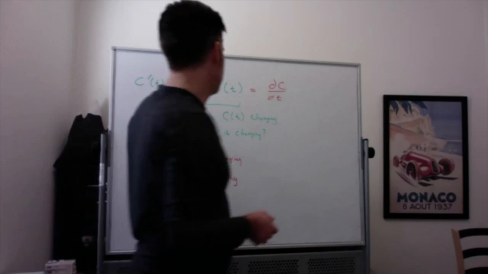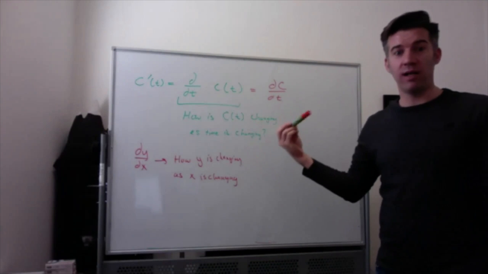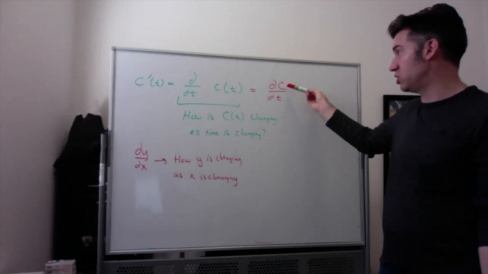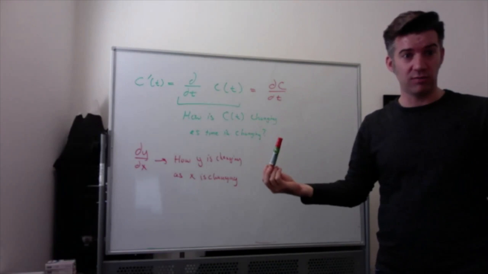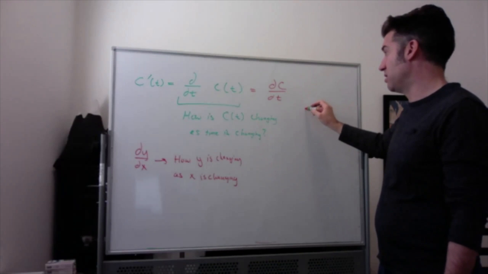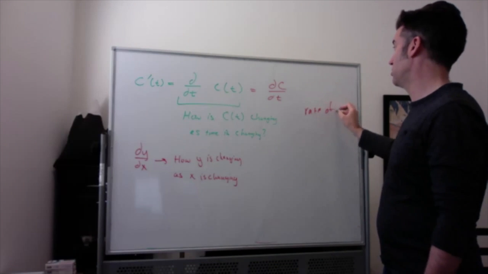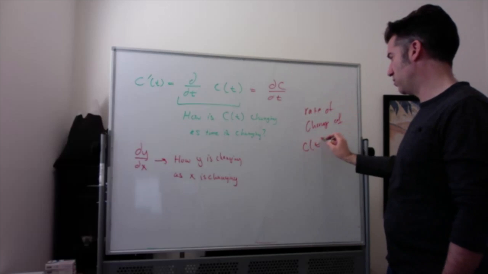So this is really saying the derivative here is how the blood alcohol concentration is changing as time is changing. So if I had to answer this question, I'd probably say it's the rate of change of C of t, which is the BAC.